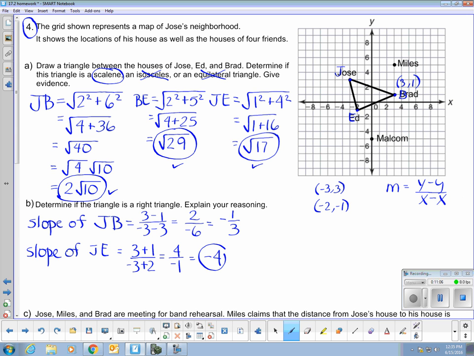So far, I do not have opposite reciprocal slopes. So right now, it doesn't look like it's a right triangle, but I need to find the slope of segment EB to know for sure.